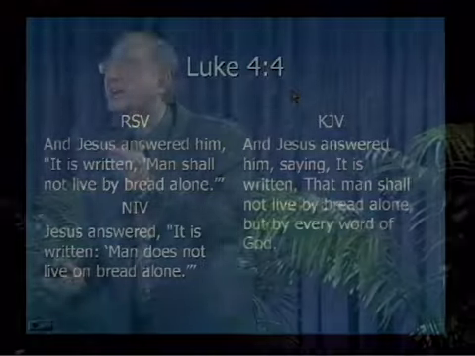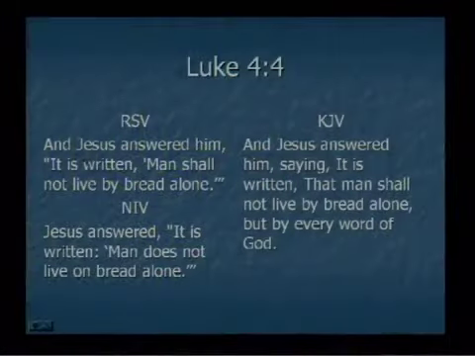And it's not in harmony with the character of God. That's the important principle. So it's not a question of grammar. It's a question of principle. Luke chapter 4, verse 4. And Jesus answered him, it is written, man shall not live by bread alone. Revised Standard Version. NIV: Jesus answered, it is written, man does not live by bread alone. Is that right?